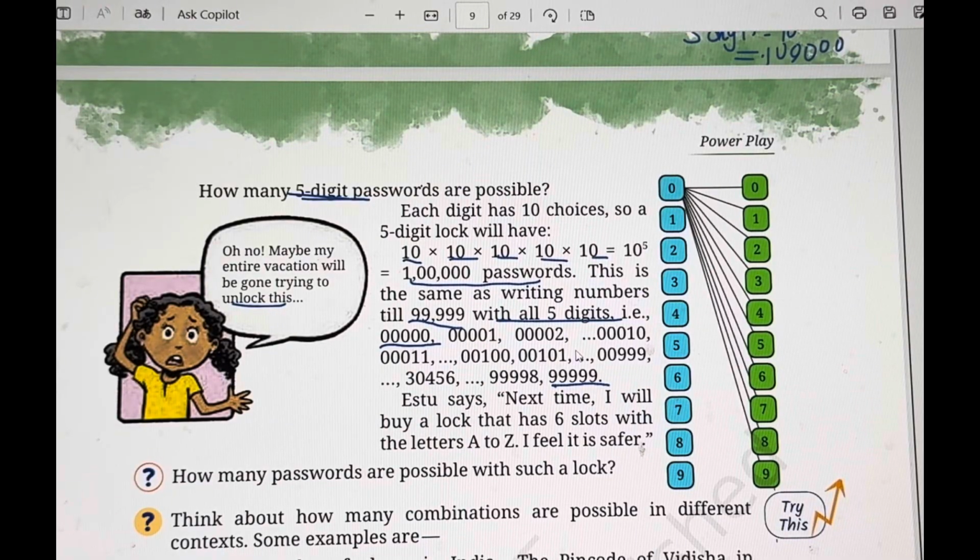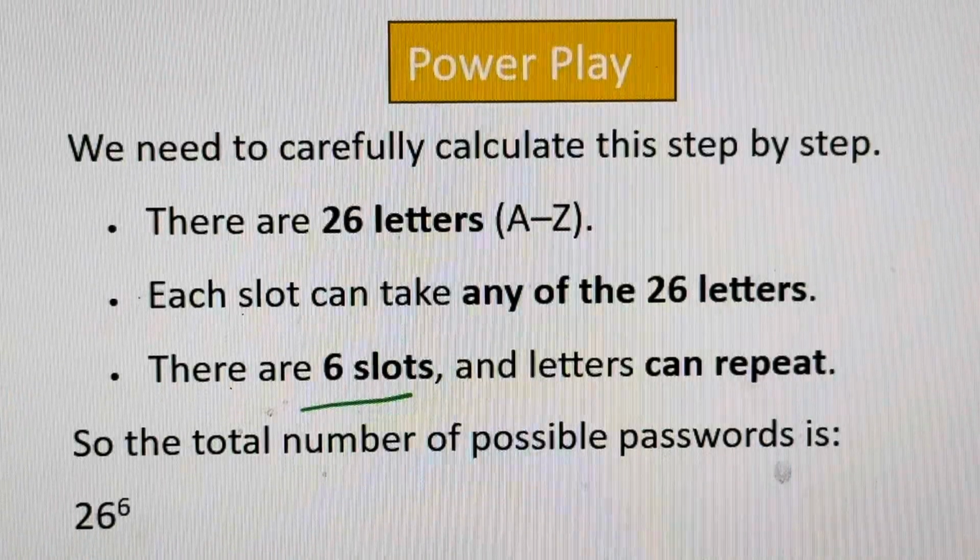But 6 slots, it should have 6 slots, right? That is his condition. So how many passwords are possible with such a lock? Let us try to solve this. So let us understand this stepwise.